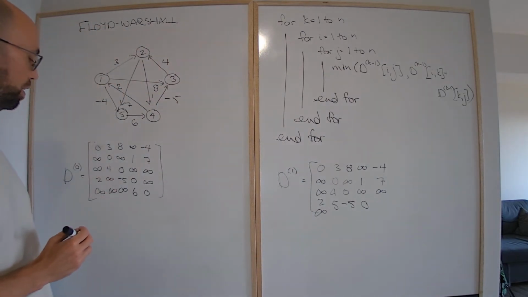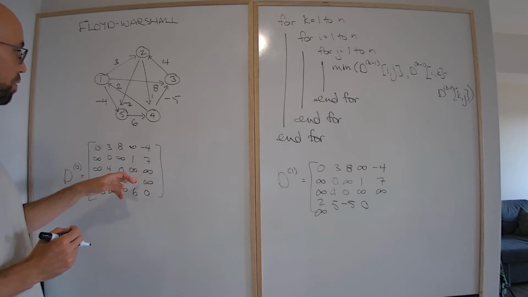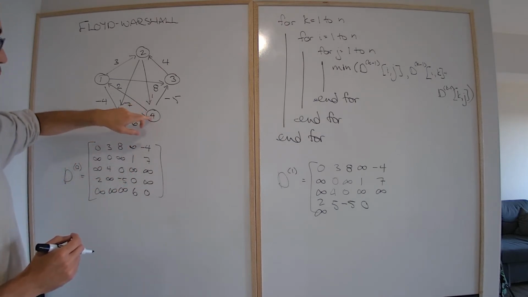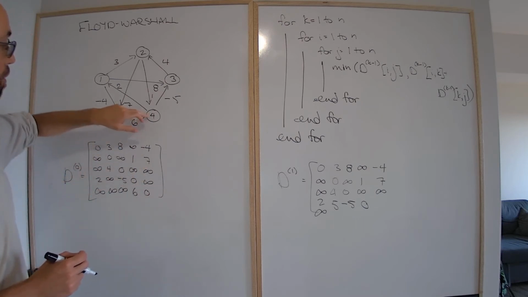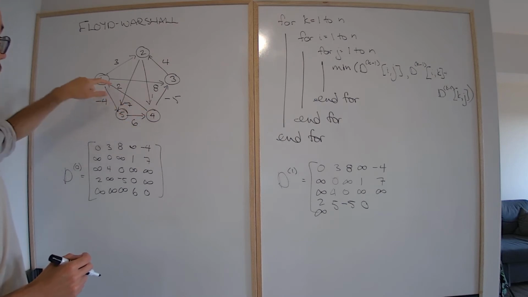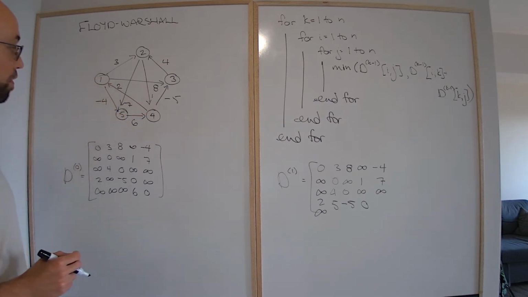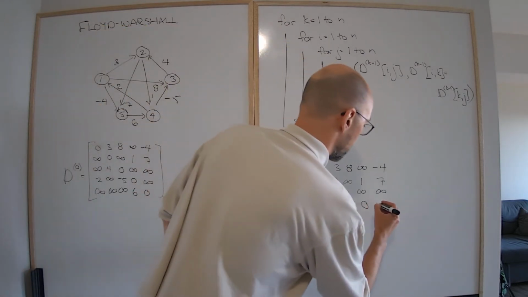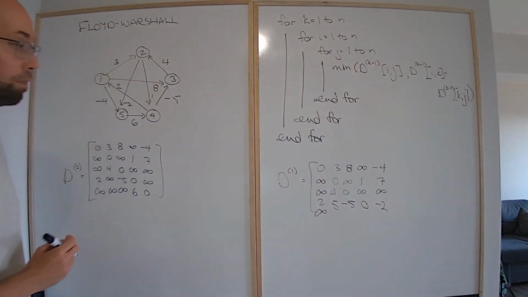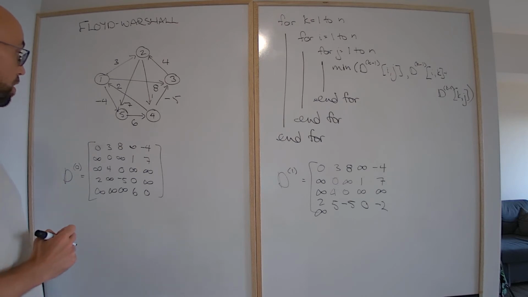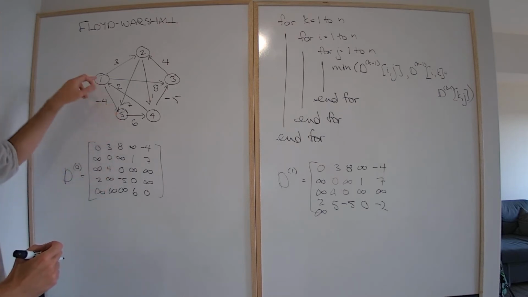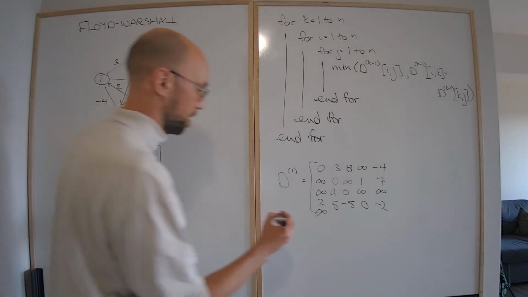Then the cost of going from 4 to 5 is the min of the cost of going directly, which is infinite because you can't, and the cost of going from 4 to 1 plus the cost of going from 1 to 5, which is minus 2. Now, the cost of going from 5 to 1, you can't. Since you can't go from 5 to 1, this row isn't going to change either.